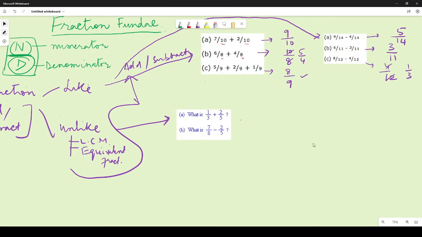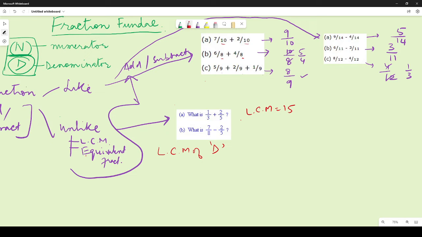LCM is always taken for the denominators. So the LCM of the denominators is taken. So here you have 3 and 5. So the LCM of 3 and 5, because they are co-primes, will be 15, right? So here LCM equals 15.